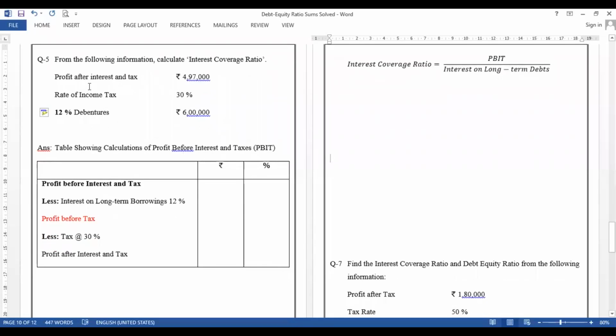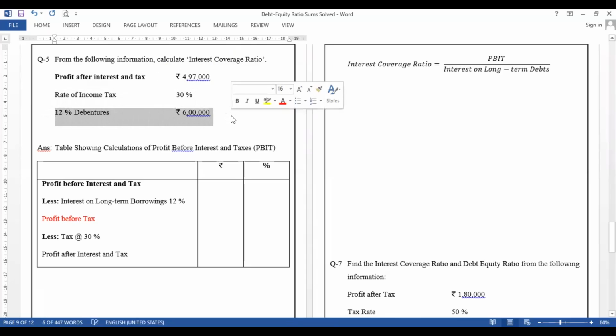Let us have one sum on interest coverage ratio. We are given the information as profit after interest and tax. Now this is to be taken care of. Profit after interest and tax is given to us as rupees 4,97,000. Rate of income tax is 30%. 12% debentures is rupees 6 lakh.